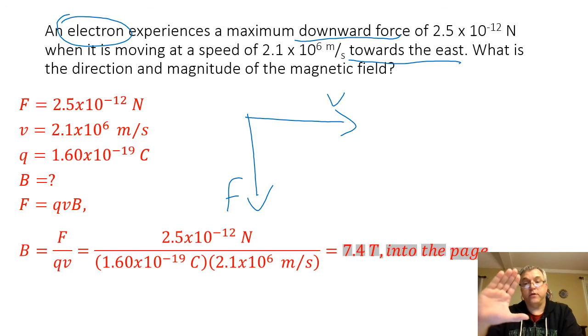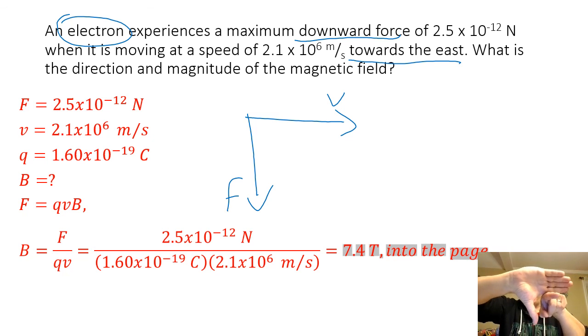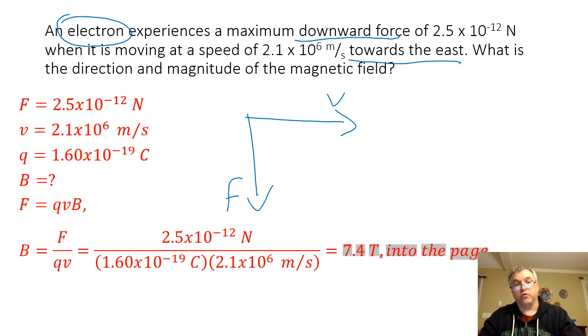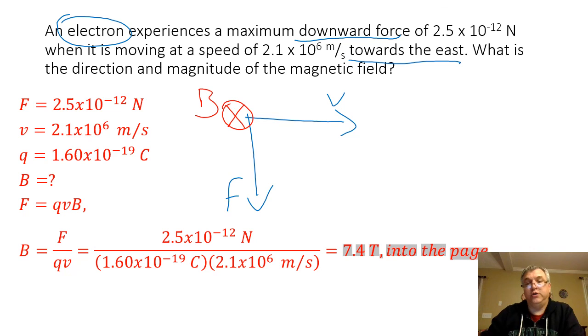If I move my hand so that my thumb faces downward and my fingers point to the right, I can see that my palm is facing into the screen. If I have an arrow shooting straight out of my palm, going right into the screen, that shows me that I'm going into the screen, or in the negative Z direction. So I know that my magnetic field is going to be in the negative Z direction, or into the page.